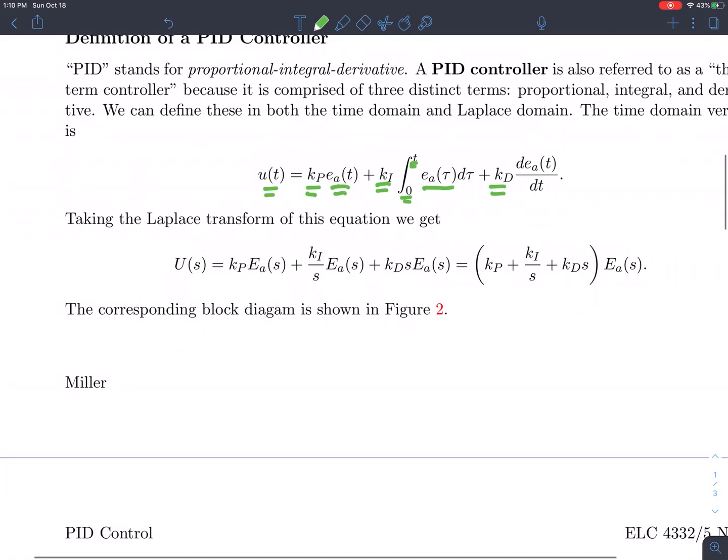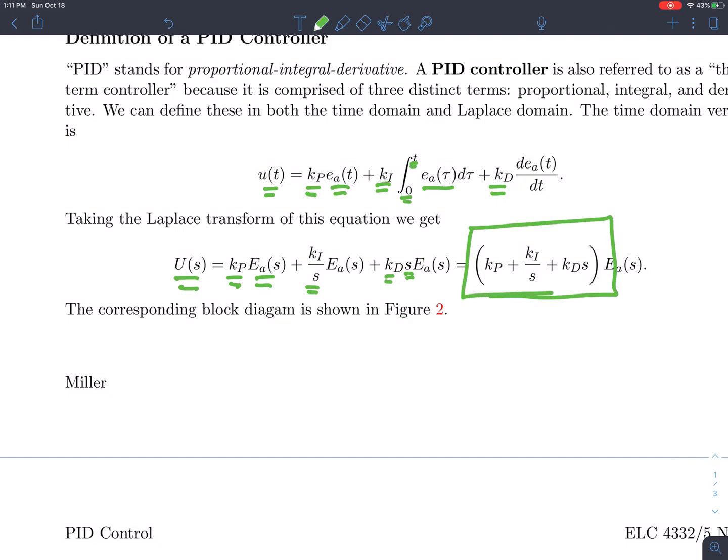So next we just take the Laplace transform of everything. That would be Kp times Ea of S, and then the Ki over S is the part that shows that this is the integral, and then of course for a derivative you get S times Kd Ea of S. This is the Laplace transform of U of S.